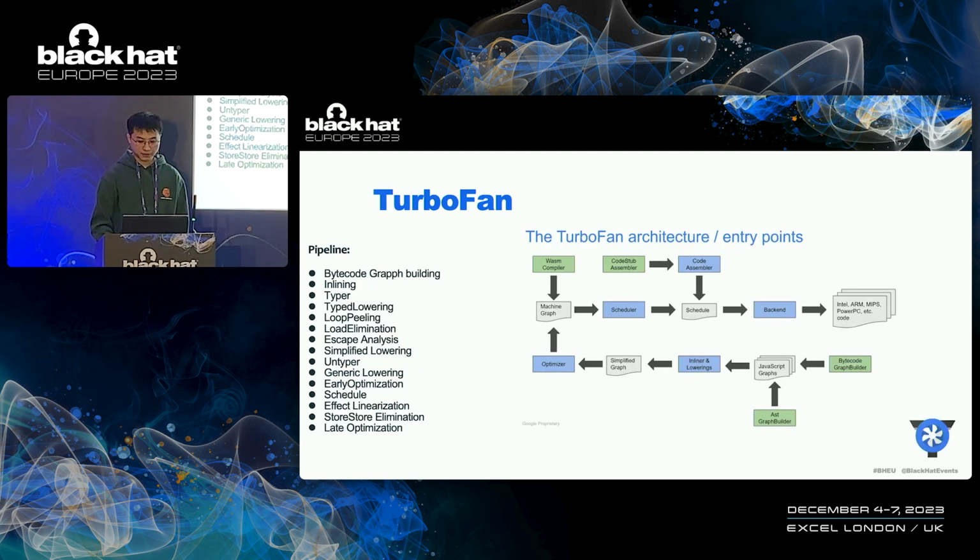Turbofan is the optimization compiler of V8. It has a type system. It performs type analysis on the code so that smarter decisions can be made. For example, if the type system can determine that a variable will always be of integer type during its lifetime, Turbofan can avoid generating code that handles floating point numbers, thereby improving execution efficiency.